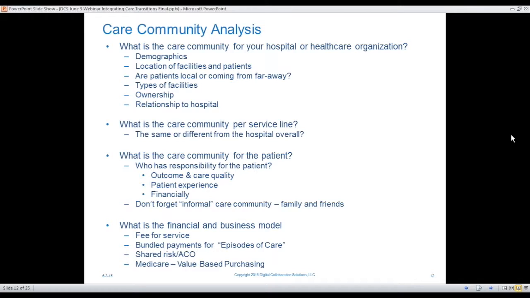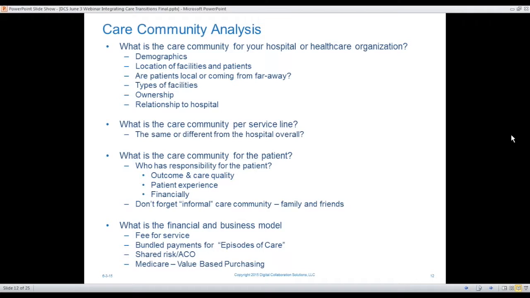That says you've got to understand and analyze your care community. What is the care community? What are the demographics of your patients? What are the locations of the facilities that they're going into? Are your patients local or coming from far away? If you're a magnet hospital for a large geography, a lot of your patients might be staying in your area, even in hotels. They might be using local post-acute or tertiary providers.